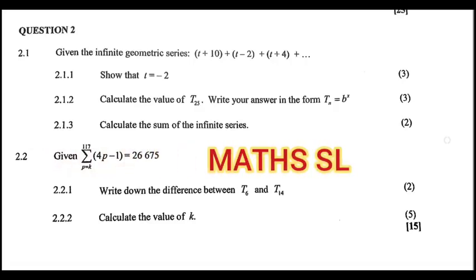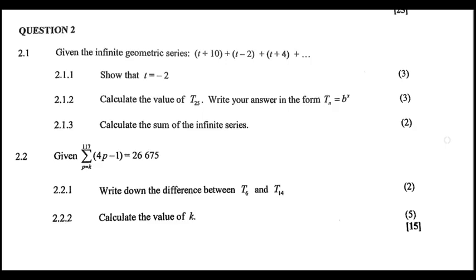So this is question number 2, a 15 mark question, number pattern question. Question number 3 as well, number pattern question. So 2.1, given the infinite geometric series, first we need to show that t is equal to negative 2.